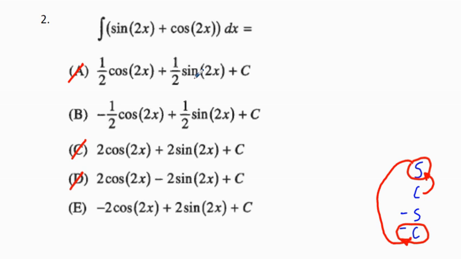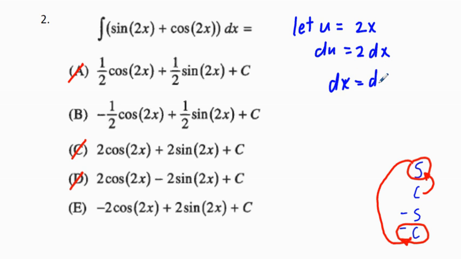The last thing we're going to need to do is check to see which one it's going to be, B or E, and to do that we can do a U-substitution. We'll say let U equal 2x. And so du is equal to 2 dx, and so dx is equal to du over 2. So we're going to get a division by 2 going here, and that's going to solidify B as our only possible correct answer.